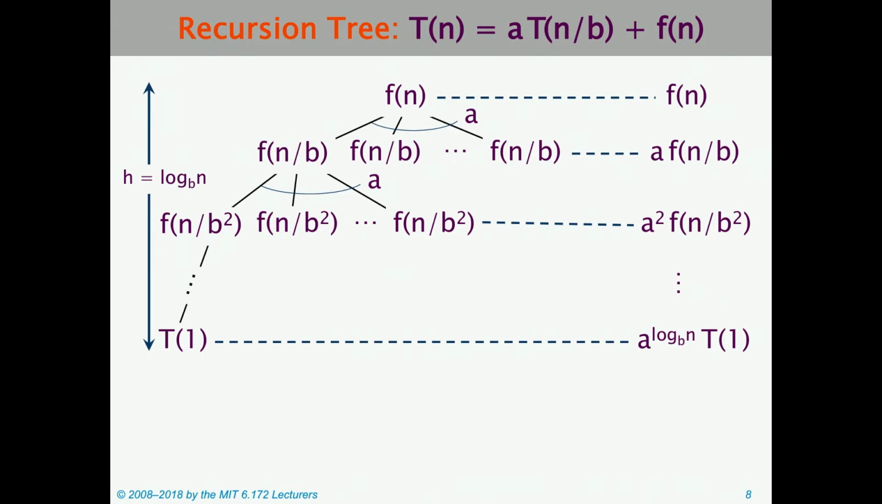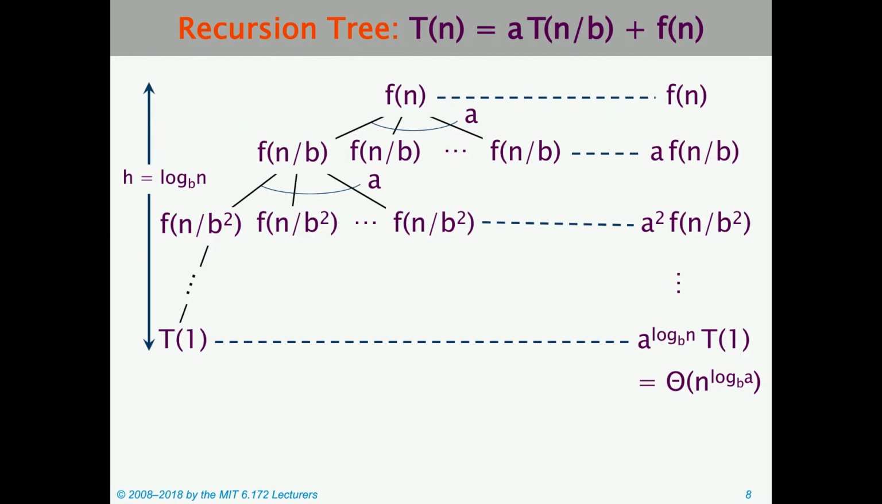And T(1) is constant. a to the log base b of n is the same as n to the log base b of a. Okay, that's just a little bit of exponential algebra. One way to see that is to take the log of both sides of both equations, and you realize that all that's used there is the commutative law.